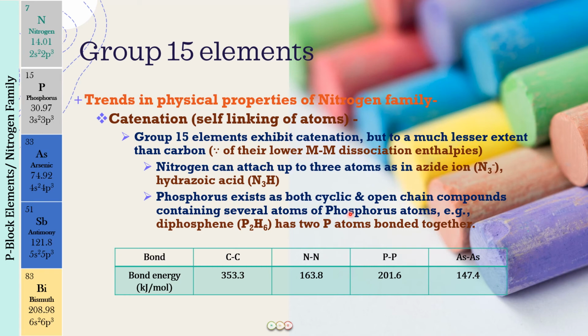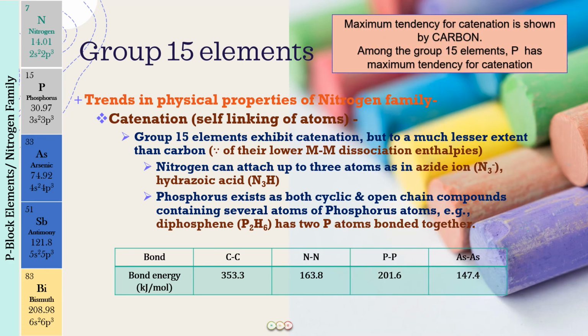For example, we have the molecule P2H6, diphosphine. This has two phosphorus atoms bonded together. Now what you have to remember is that if somebody asks you which element in the periodic table has the maximum tendency for catenation, it is going to be carbon. But if somebody asks you, from the group 15 elements, which element has the maximum tendency for catenation, it is going to be phosphorus. So this is what you will be remembering over here.